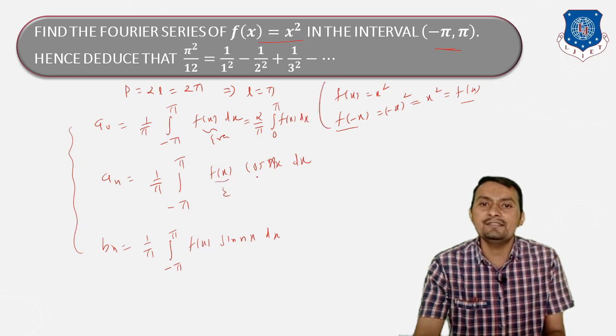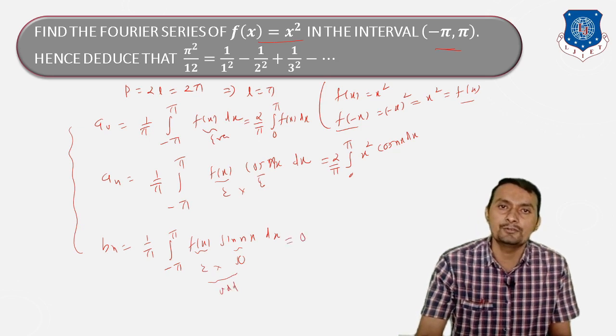Again, this function is even and the cos function is even, so the product will be even. So we consider 2 divided by pi integration from 0 to pi of x square into cos nx dx. But here, this function is even and the sine function is odd, so we get an odd function. So finally we will get the answer 0.